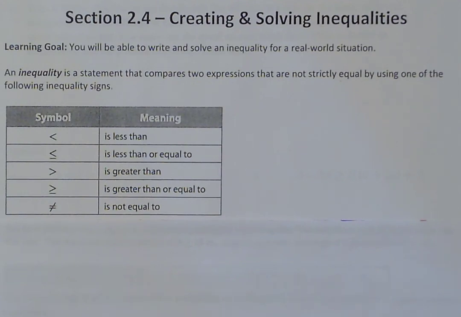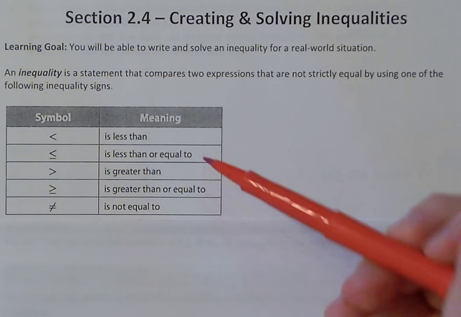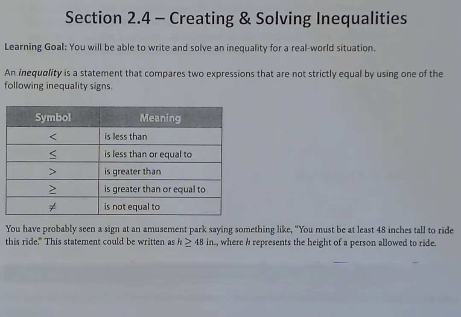Alright, now before we jump in, there is a little bit of terminology that isn't listed here that is helpful to know. You have probably seen a sign at an amusement park saying something like, you must be at least 48 inches tall to ride this ride. This statement could be written as h is greater than or equal to 48 inches. H is going to represent a person's height, so the person needs to be more than 48 inches, or they can be 48. When you're dealing with problems, the idea of at least, no more than, can be a bit confusing. So it is helpful to have an idea of what each of those mean.